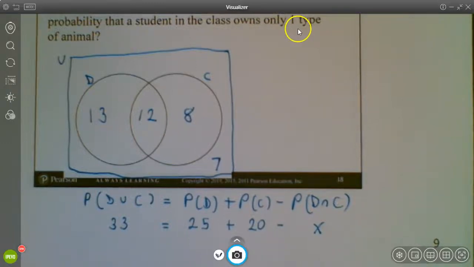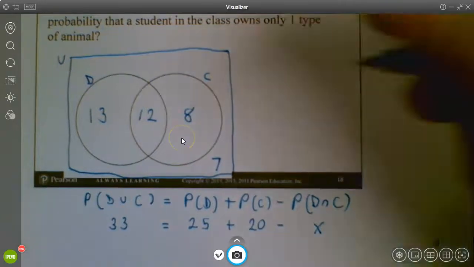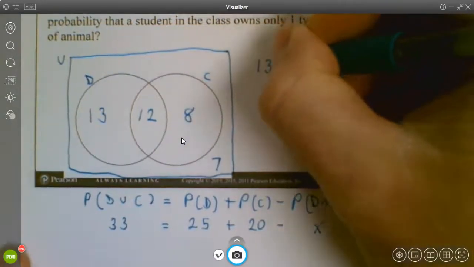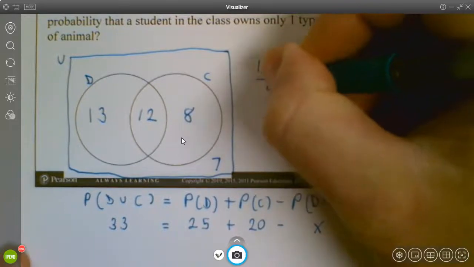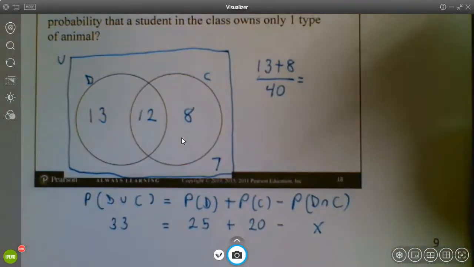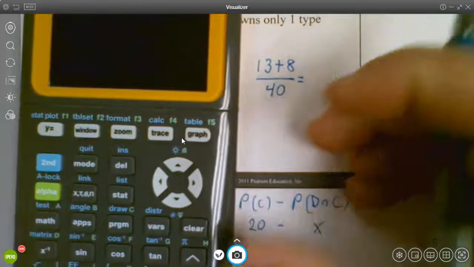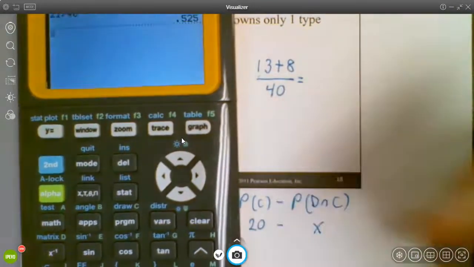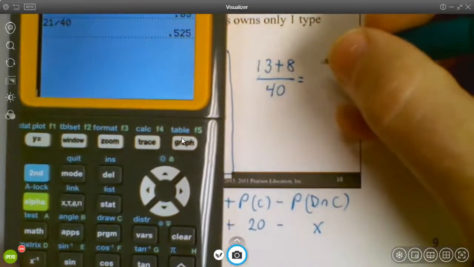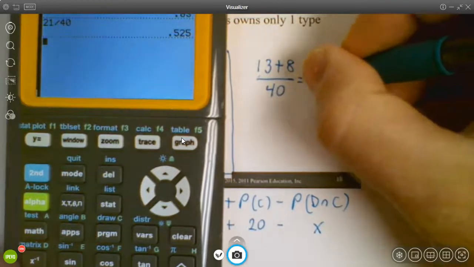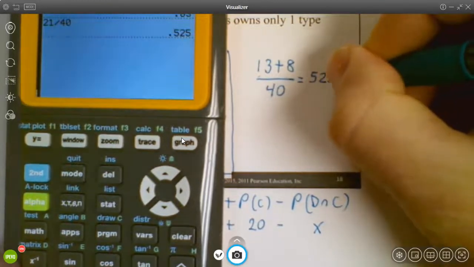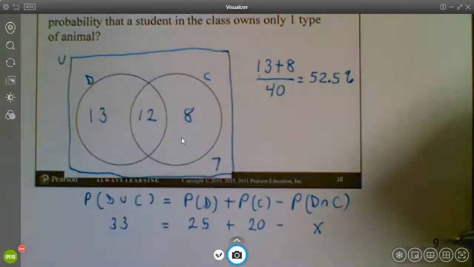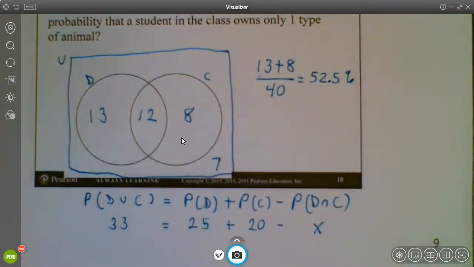So only one type of animal, right? You got the dog only and the cat only people. So the 13 plus 8 out of the 40 is going to give us that probability. So if we did 21 divided by 40, we would say about 52.5% would be the probability of randomly selecting one of those students and it being someone who only owns either just a dog or just a cat.